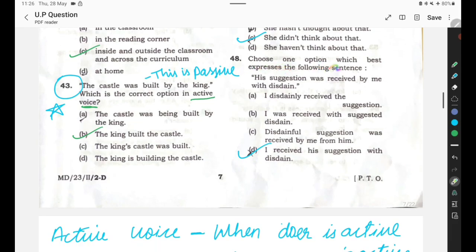48. Choose one option which best expresses the following sentence. His suggestion was received by me with disdain. So I received his suggestion with disdain. Okay, best expresses the following sentence. So the correct answer for this is this one. I received his suggestion with disdain. I think you understand only this one.